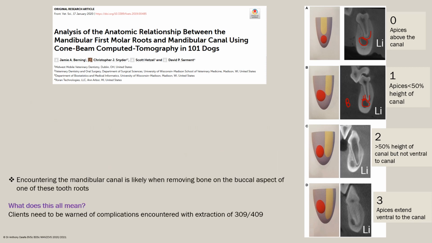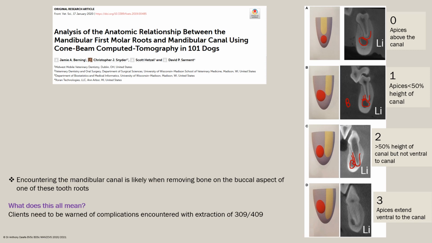Apical position 2 is where greater than 50% of the height of the canal is involved with the tooth root. So here we have the end of the tooth root, and we have the mandibular canal. Over 50% of the root seems to be superimposed over the canal. So again, if we're removing bone in this area, we can inadvertently enter the mandibular canal.